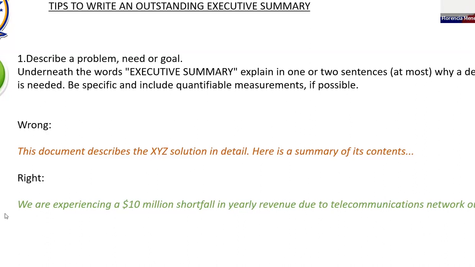So, first of all, describe the problem, the need, or the goal. Why are we writing this report? Why are we writing this project? That is going to be the most important. Then let's see the second tip we are going to need in order to write this outstanding executive summary.